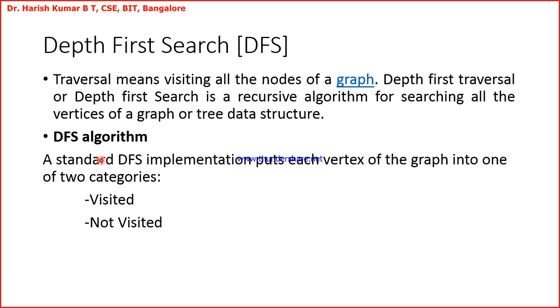Okay, so the DFS algorithm initially puts each vertex of a graph into one of two categories: visited and not visited. This is what you should remember. So whenever a node is visited, it is put into the visited list, and the node which is not visited stays inside the not visited list. The moment the node is visited, we shift it to the visited list.